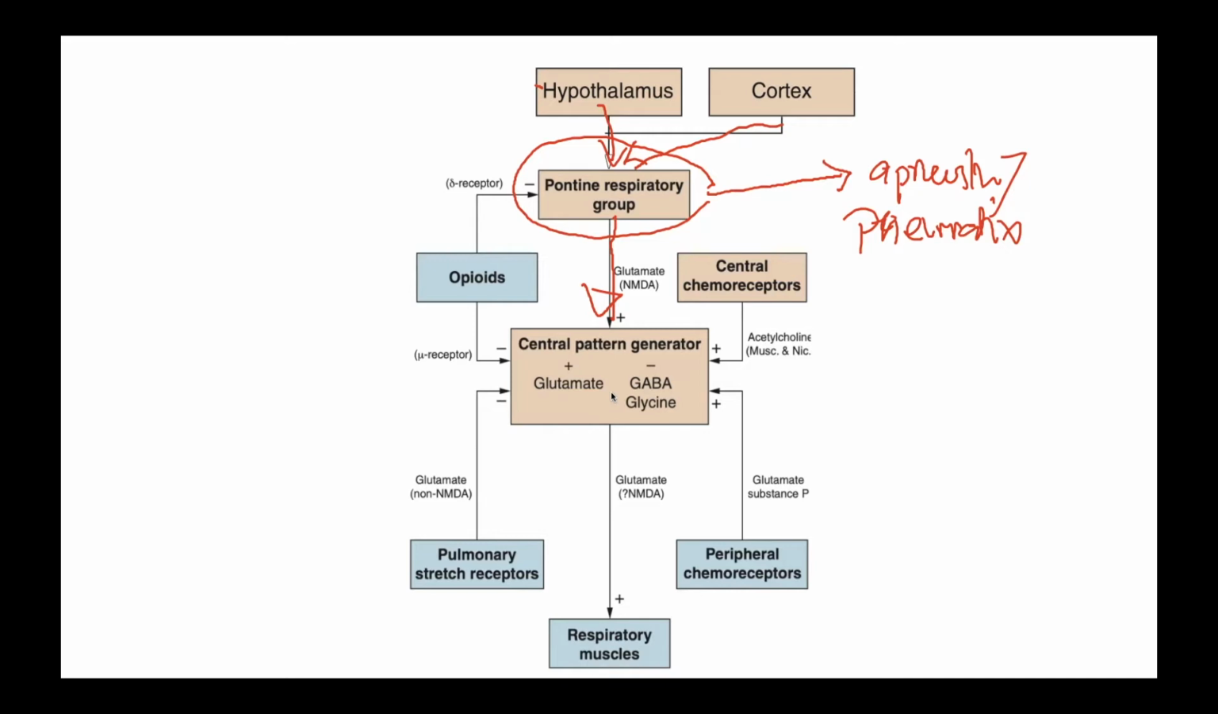Now, the pre-Botzinger complex in the medulla is the anatomical location of where the central pattern generator is. And also within the medulla, you've got the dorsal and ventral respiratory groups of neurons, which are responsible for inspiration and expiration.